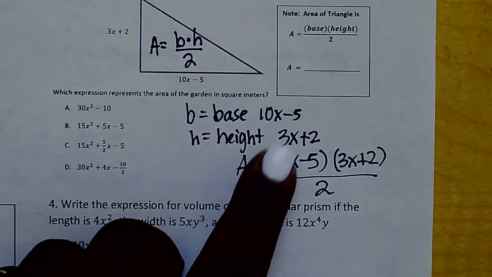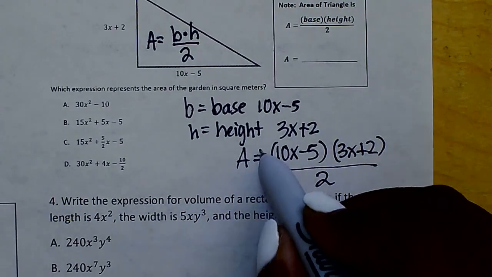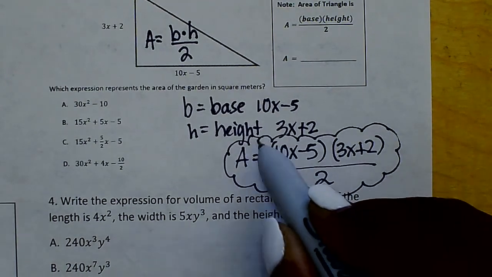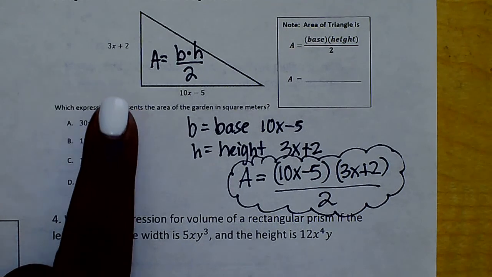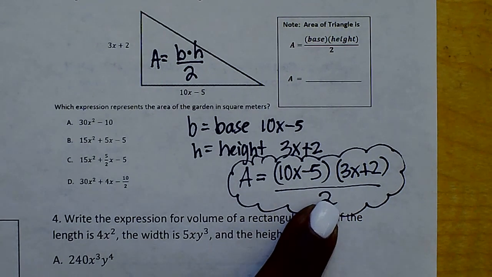You have to be able to write this expression. Put that information right there. I write so big I can't put my information there. But this is the area of this triangle. Which one of these expressions represents this same area?